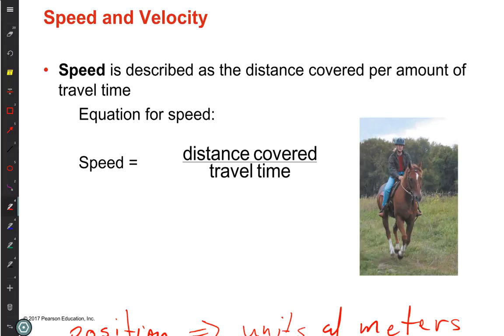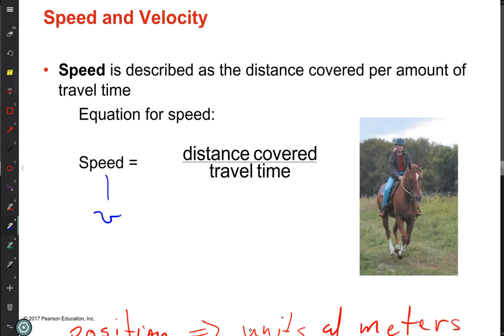In physics, we don't like to use words. I bet you prefer words over symbols, don't you? In physics, we prefer symbols over words because we memorize the symbol, so it carries the same meaning, but it takes less writing to get it out there. And so the symbol we use for speed is a V. So V is speed.